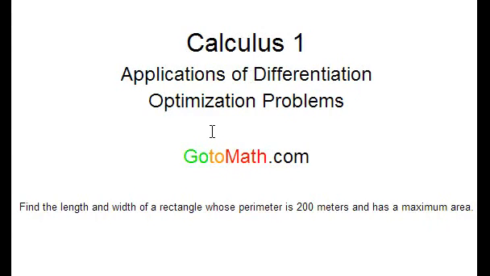Alright, this is Cal 1 Applications of Differentiation. We're working optimization problems. And in this particular problem, let's read it out. We're going to find the length and the width of a rectangle whose perimeter is 200 meters and has a maximum area. So let's go ahead and translate that into some equations.